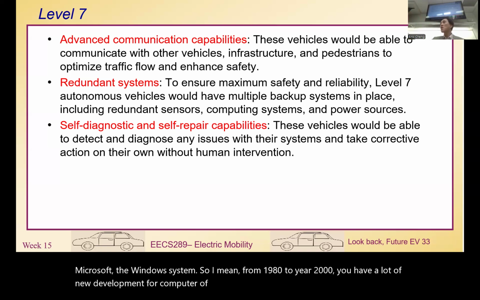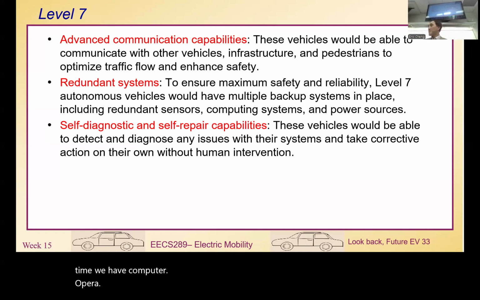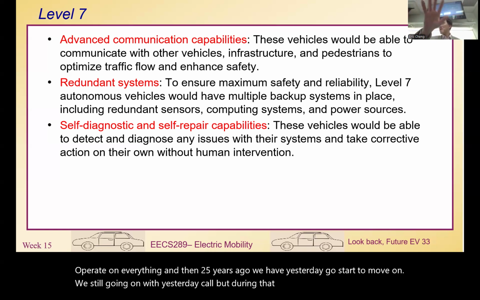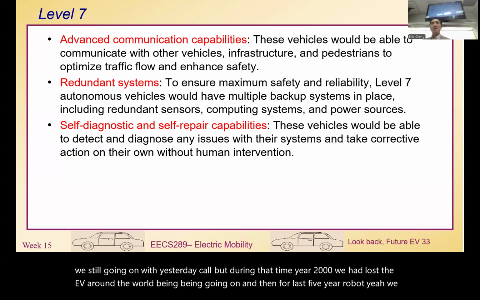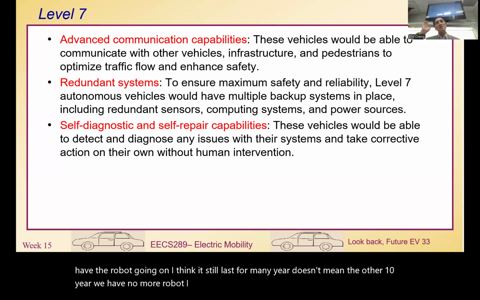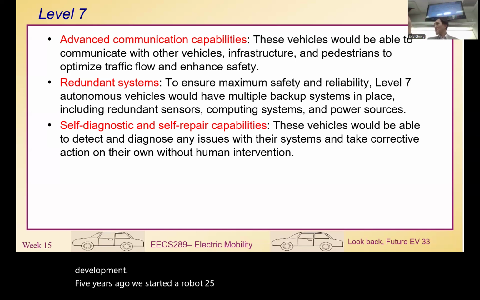Of course, computer is still going on. But during that time, we have computer operate on everything. And then 25 years ago, we have electric vehicle start to move on. We're still going on with electric vehicle, but during year 2000, we had a lot of EV work going on. And then for the last 5 years, we have the robot going on. I think it still lasts for many years. Doesn't mean that after 10 years, we have no more robot. I think robot still continue. But at the age of development, 5 years ago, we started to have robot. 25 years ago, we have electric vehicle. 45 years ago, we have the computer.